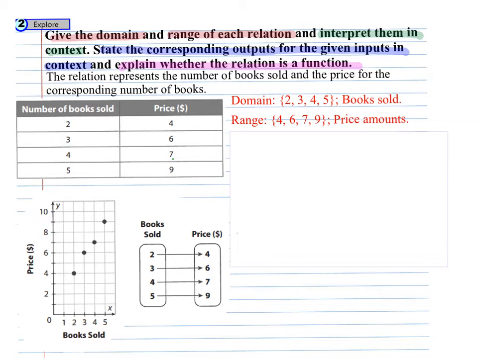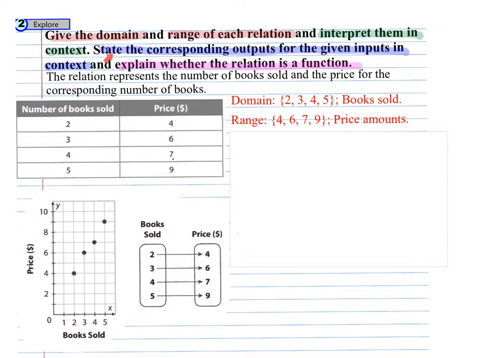Okay, and then the next thing that we need to understand is that all of these are the same representation. This is in table form, this is in graph form, this is in mapping form. All of these three things mean the same thing. This is my domain, which is 2, 3, 4, 5, and if you notice, they're all books sold. My range, aka my output, is the price, which is these numbers, the same numbers in each.